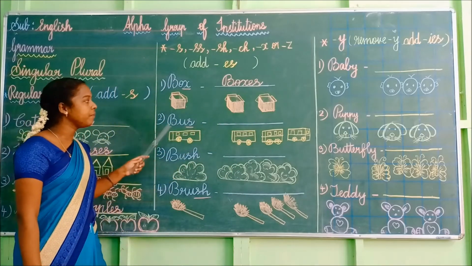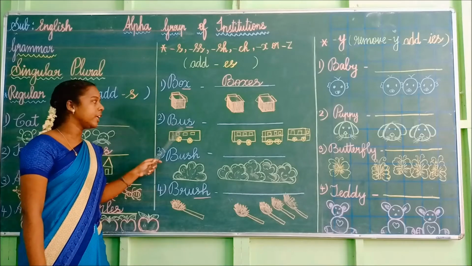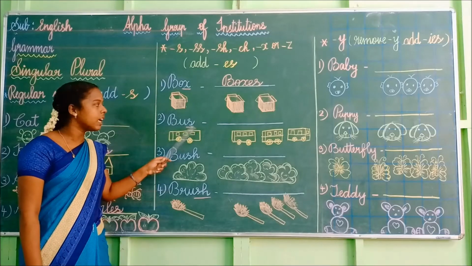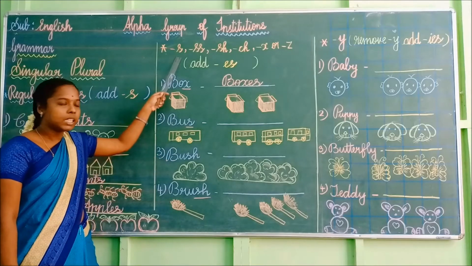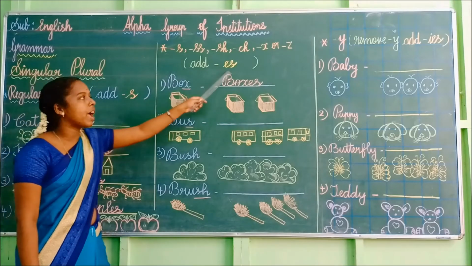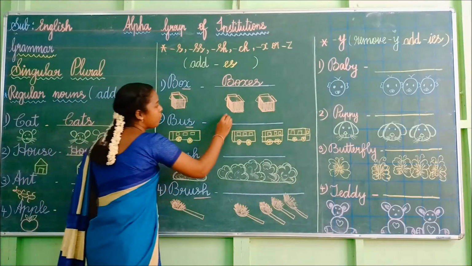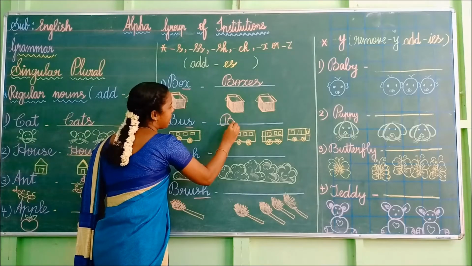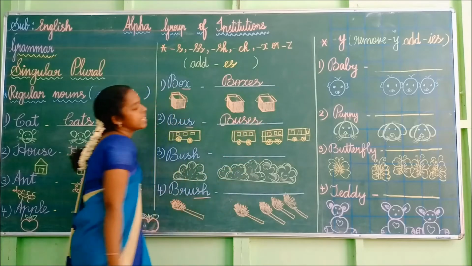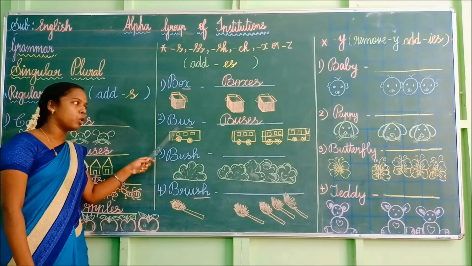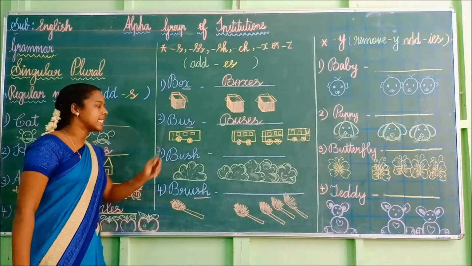See the next one, bus, B-U-S. Look at the ending letter. Here the ending letter is s. If the singular noun ends with s, you have to add es. So the plural form of bus is buses. B-U-S-E-S. Buses. The plural form of bus is buses.